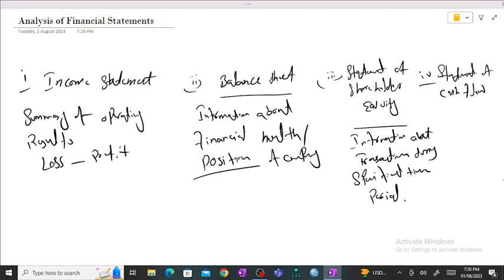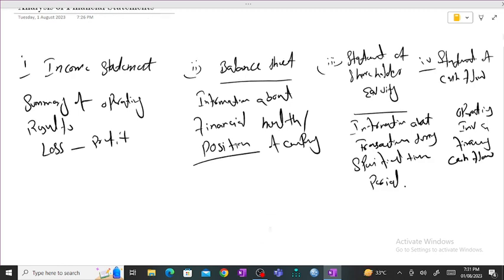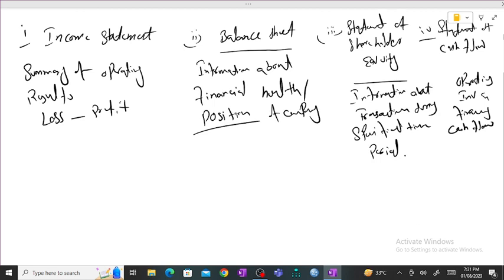Now, the last one is the statement of cash flow, which provides a summary of the firm's operating, investment and financing cash flow, and reconciles them with the change in its cash and marketable securities during the period. That was the general idea about all these statements, what all these financial statements are all about.